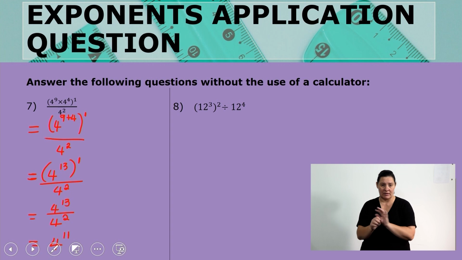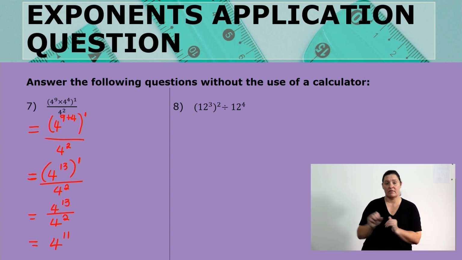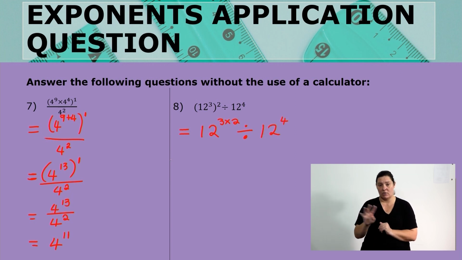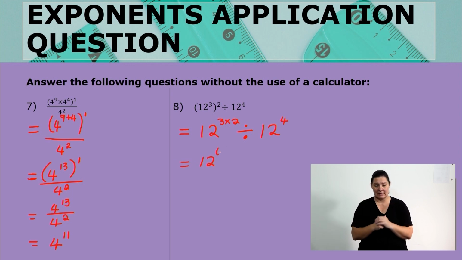Let's go to the next example. We have 12 raised to the exponent 3, and that power is raised to the exponent 2, divided by 12 raised to the exponent 4. So let's apply our exponent laws there. When we have a power raised to an exponent, we are going to say 12, and that is 3 multiplied by 2. That is divided by 12 raised to the exponent 4. We have an answer of, what is 3 times 2? That is 6, divided by 12 to the exponent 4.